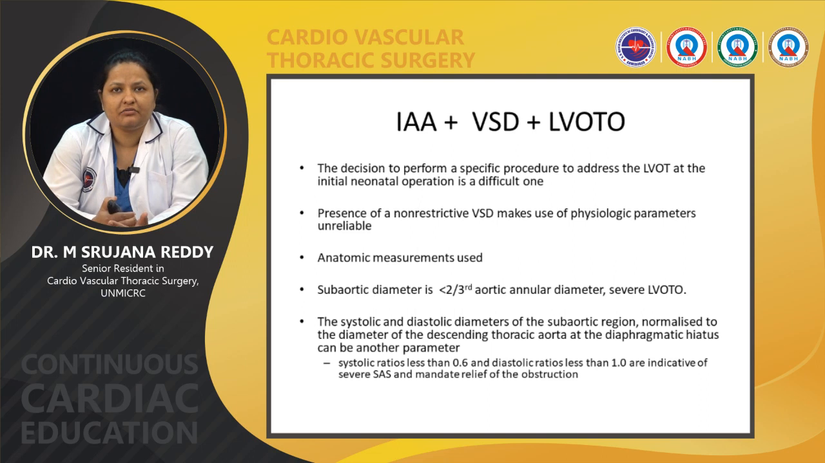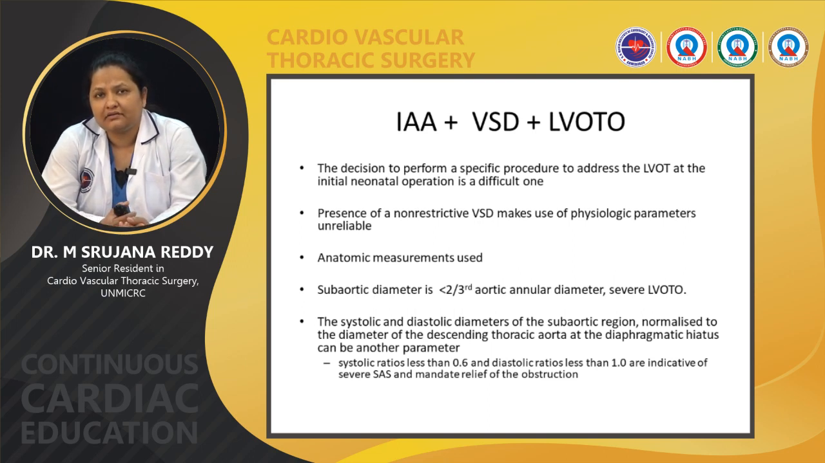The subaortic diameter is usually less than 2/3 of the annular diameter. In that case, it's considered a severe LVOTO. The systolic and the diastolic diameters in the subaortic region are normalized to the diameter of the DTA at the level of the diaphragmatic hiatus. Systolic ratios less than 6.6 and diastolic ratios less than 1 are indicative of severe subaortic stenosis, and these mandate the relief of obstruction.